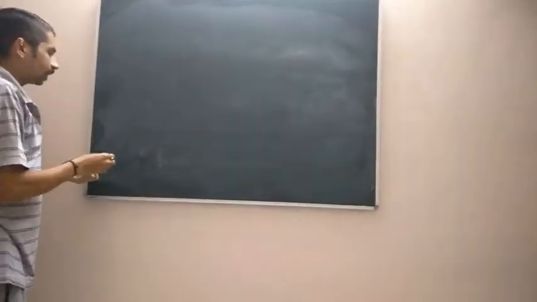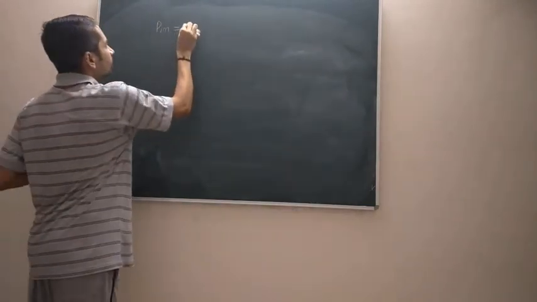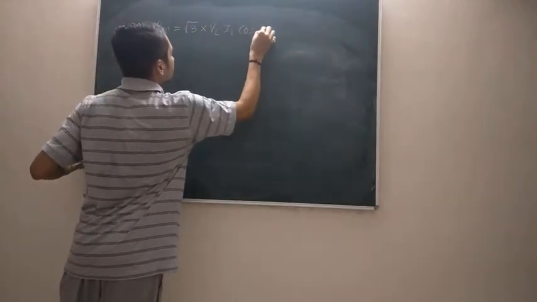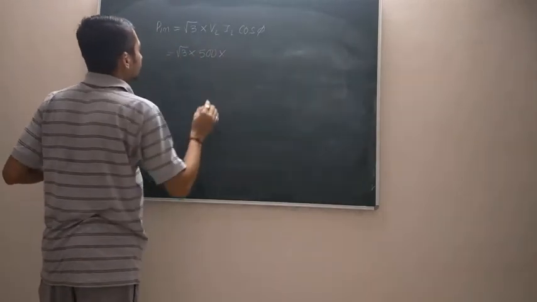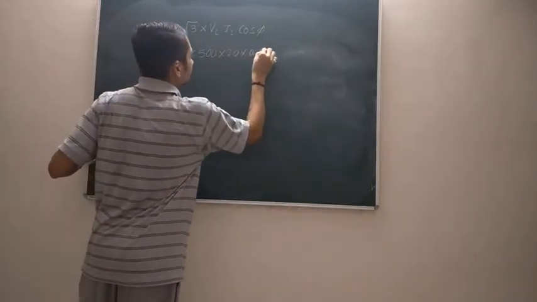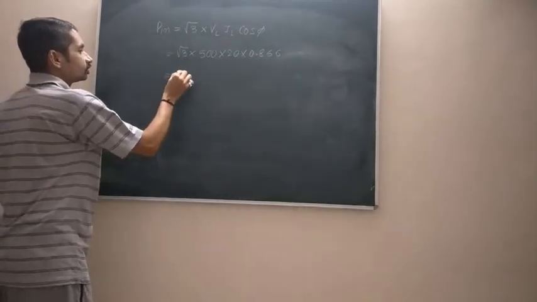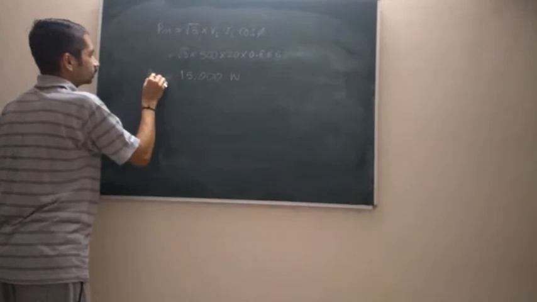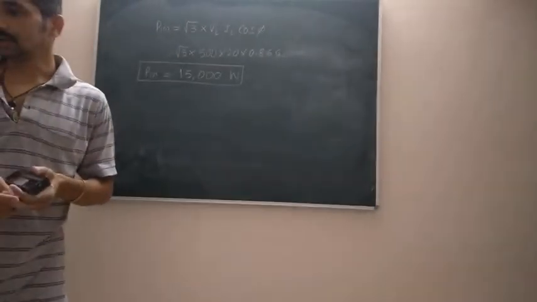So first of all, we have to calculate the input power to the stator, which is given by the formula P_in equals root 3 V_L I_L cos phi. So it will be root 3 into 500 into 20, which is the line current value, into 0.866. So the answer comes out to be nearly 15,000 watt. So P_in, that is the input power to our stator, we have calculated as 15,000 watt.